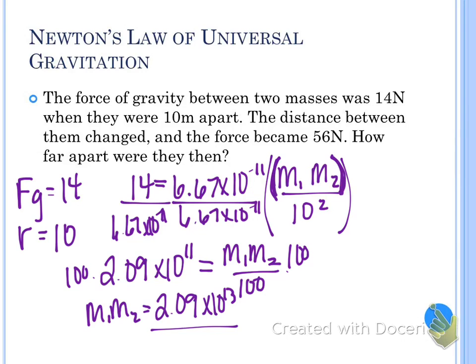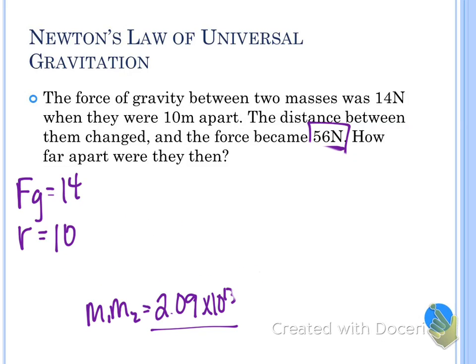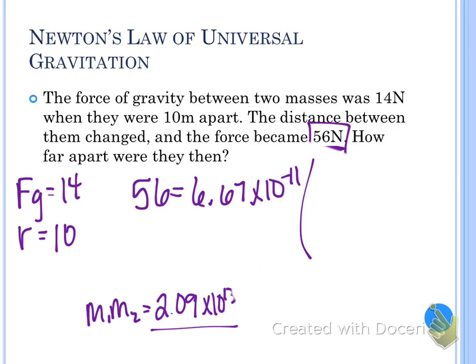Okay, so now we're going to take our new force due to gravity and we're going to solve for the radius. Okay, because that's what we want to find out, how far apart they were. So I'm going to give myself some room here. 56 equals 6.67 times 10 to the negative 11th times 2.09 times 10 to the 13th over r squared.